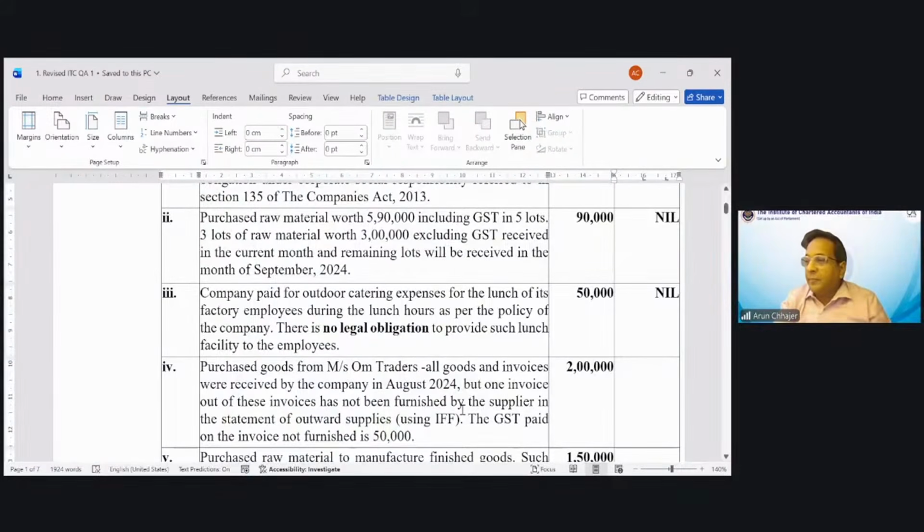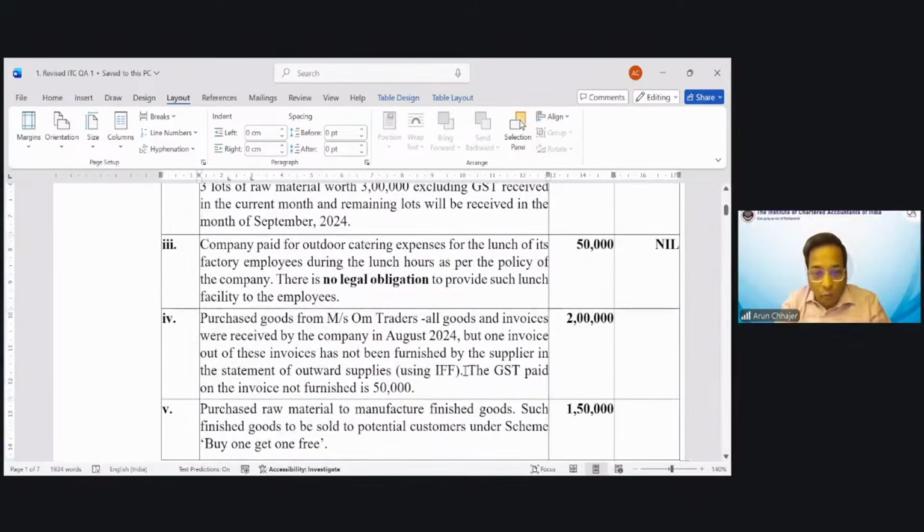Next, purchase of goods from a trader. All goods and invoices were received by the company in August 24, but one invoice out of these invoices has not been furnished by the supplier in the statement of outward supply using IFF. The GST paid on that invoice is 50,000, out of 2 lakh. How much ITC would be available? Entire 2 lakh, only 50,000, 1 lakh 50,000, or nothing? Give me the reason, and the reason is important.